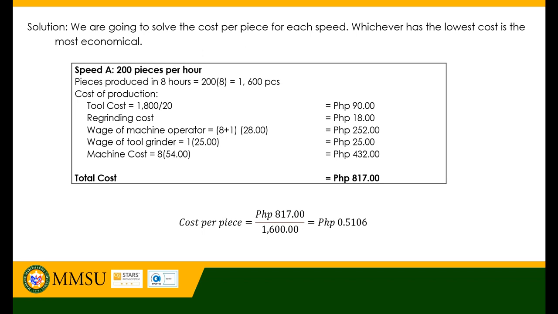So, since we are solving for the cost per piece, we just divide. 817 pesos is our expense for the whole 200 pieces. So we divide that by 1,600. We divide by 1,600, for 8 hours pala yan, sorry. So that would be 0.5106 pesos cost per piece. Okay?